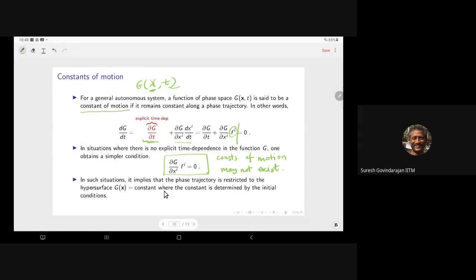But when it exists, it implies that the phase trajectory is restricted to hypersurfaces of G(x) equal to constant, but the constant is determined by the initial condition. The picture I have in mind is, suppose this is your phase space, which is two-dimensional. You draw different lines for different values of G equal to different constants, and if you give me some phase trajectory that takes values here, it will continue to move along this line. It can't leave the space where that G is constant. This is a trivial statement, but it just tells you what will happen.